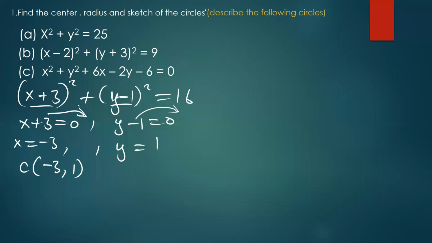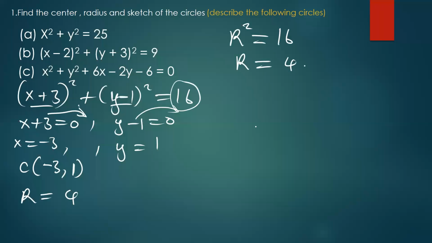Please mute yourself. Okay. So this is what we have as our center. After finding the center, we can now find the radius. So the radius, we said r squared is equal to what you have on this side, which is 16. So the radius is therefore going to be the square root of 16, which is 4. So after finding the radius, which is 4, we can now sketch.